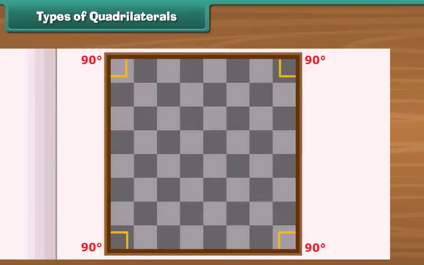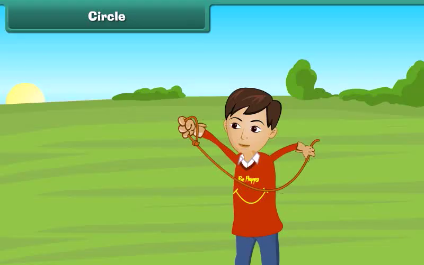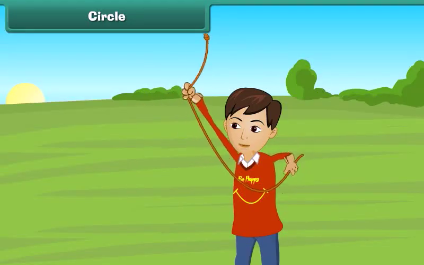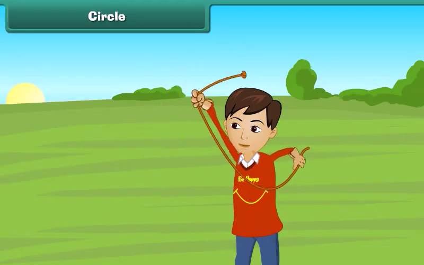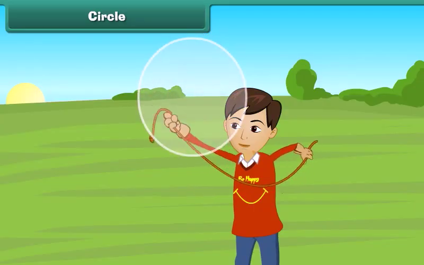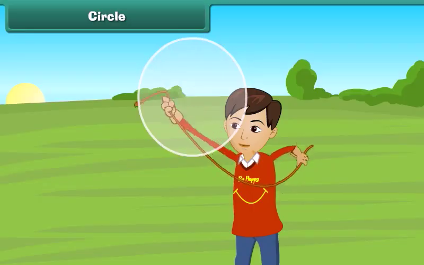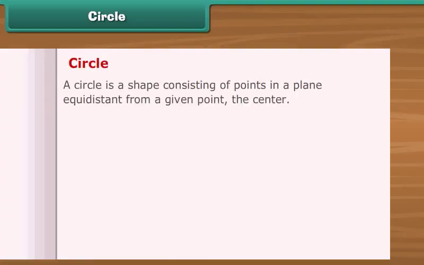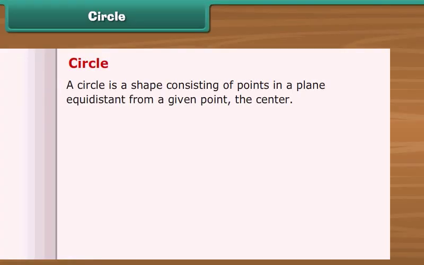Hey friends, do you enjoy playing chess? Look at the chessboard. It is square in shape. Look what Sahil is doing. He is rotating the rope in the air. What shape the knot at the end of the rope is forming? It is circle. A circle is a shape consisting of points in a plane equidistant from a given point, the center.